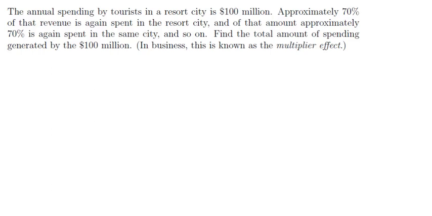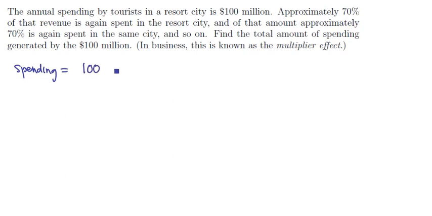In business, this is known as the multiplier effect, and it's a big deal in resort cities, say like Rapid City, who gets a lot of seasonal tourists. So let's work our way through this thing. Let's keep track of the total amount of spending in the city right here. So our total spending starts off with $100 million.